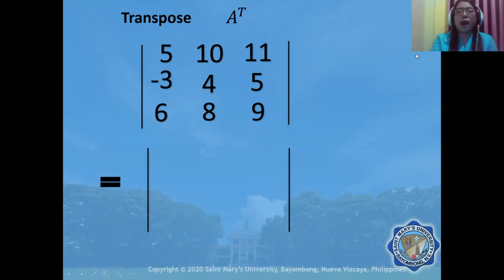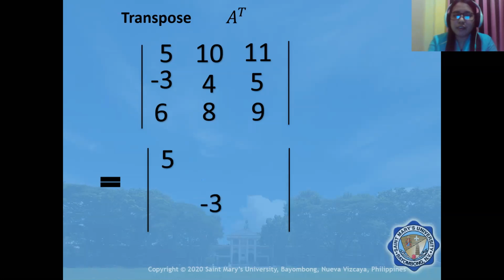Okay, now how about transpose? So how will we transpose this matrix? So that's A raised to T. Which means we are going to transpose A. So here we are just going to reverse it, wherein the values in each column will be transferred in a row. So let's see how it is done.